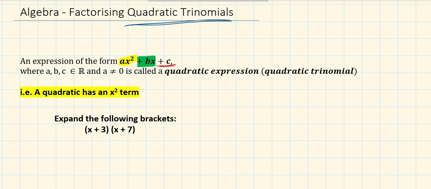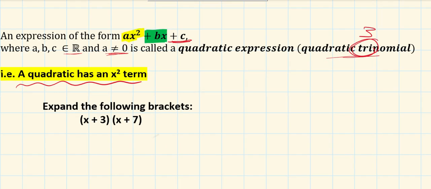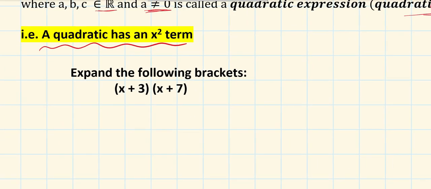So the official definition is an expression of the form ax squared plus bx plus c, where a, b, c are real numbers and a is not equal to 0, is called a quadratic expression or a quadratic trinomial. And tri just means 3, so you see there's 3 terms. But basically to summarize that, a quadratic has an x squared term.